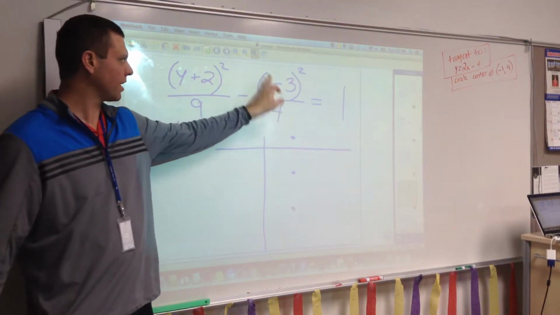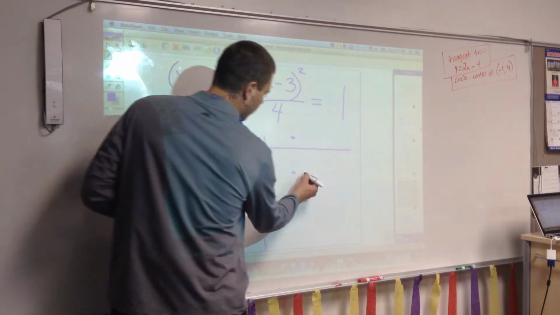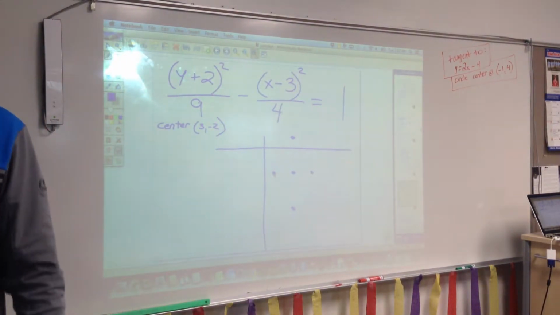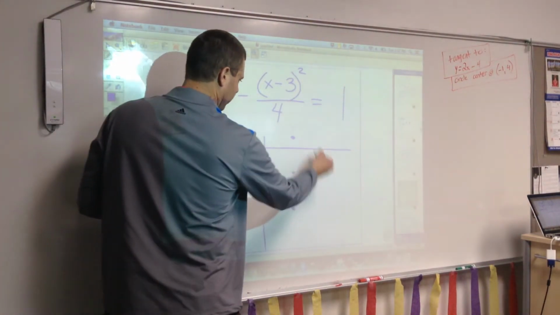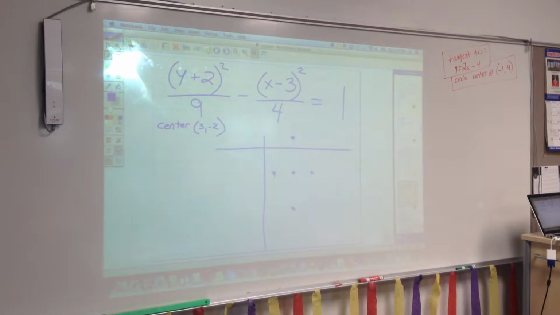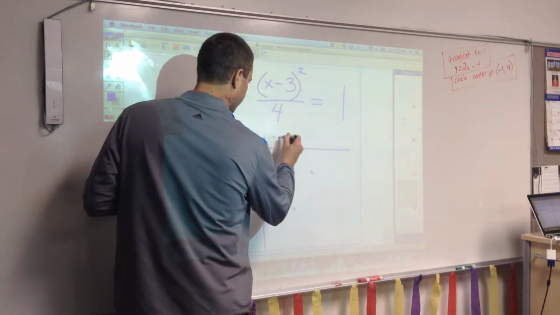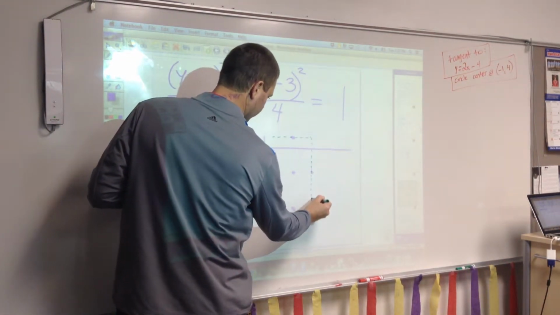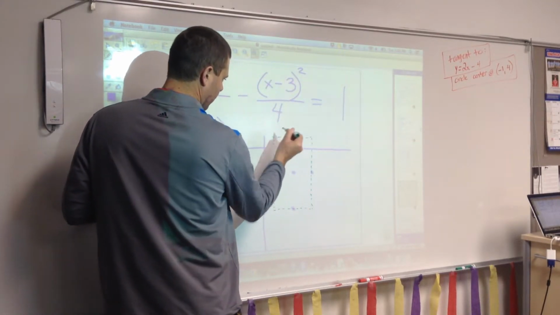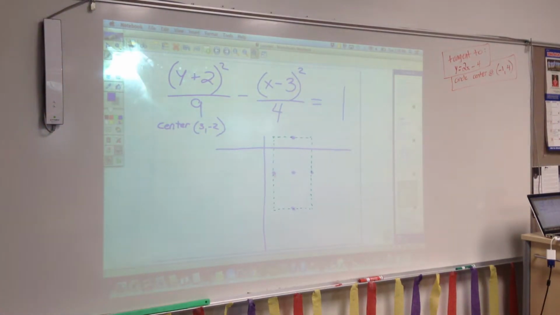How far would I count in the X direction? 2. Okay, so right here and right here. Now, if it were an ellipse, if this was a plus, we would draw our ellipse now, right? This is what we're going to do differently to help us draw our hyperbola. You're actually going to draw a rectangle right now, going through each one of those vertices. The reason I want you to draw a rectangle is it will help you to draw the asymptotes for the hyperbola.